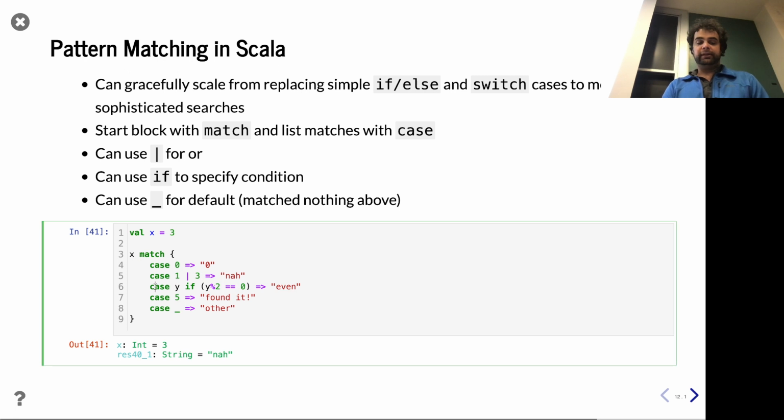Now, what's this next line? This next line is using pattern matching to bind whatever we're matching on to y. And then we're saying if that thing is even. So for example, if I put 2 in here, it's even. So we're able to have something like a switch statement, but actually include an if condition if we wanted to.